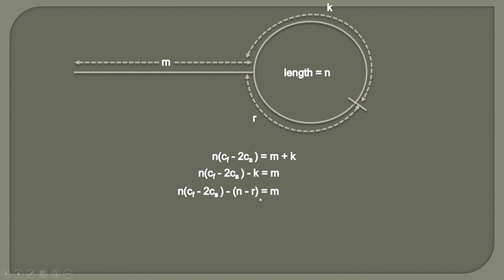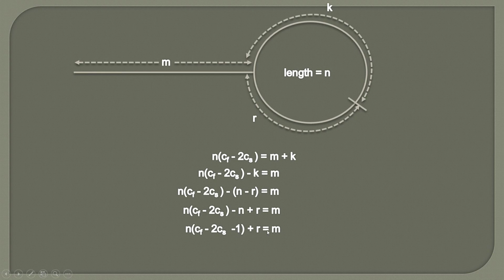N minus r came here. Now we'll multiply minus into this bracket, so it would look something like this: minus n plus r. Now if we take n common from these two terms, we will get something like this: Cf minus 2Cs minus n. We are taking n common, so it will become minus 1.